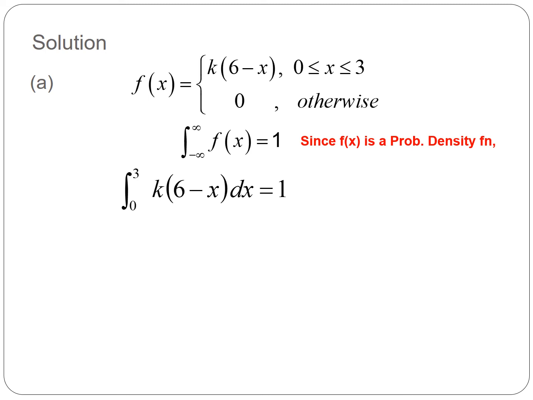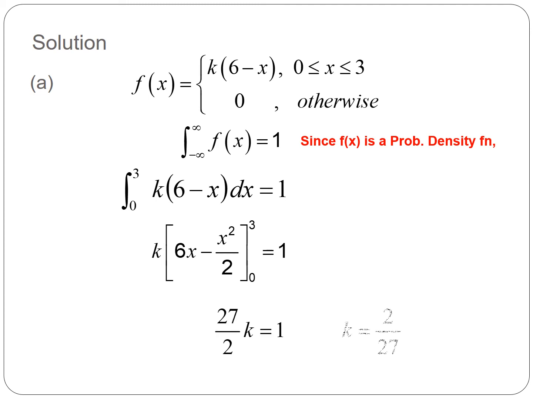You can take out your k because it's a constant. So you just integrate 6 minus x. You have 6x minus x squared over 2. You substitute your limits 3 and 0. So you have 27 over 2 k is 1. Hence your k is 2 over 27.